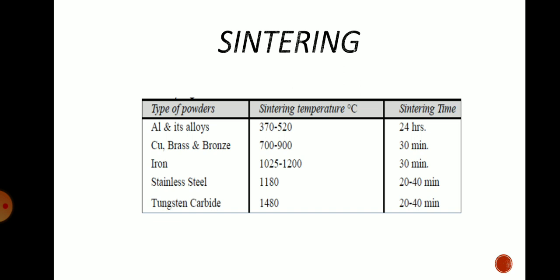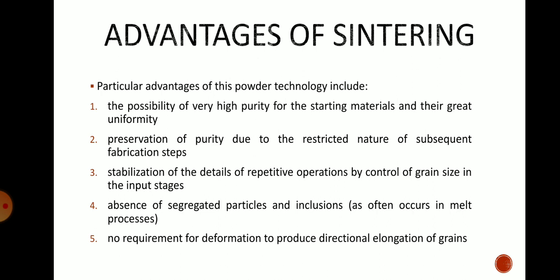Next, for copper, brass, bronze, that temperature for 30 minutes; iron, this temperature for 30 minutes; stainless steel 1180 for 20 to 40 minutes; tungsten carbide 1480 for 20 to 40 minutes. That much sintering temperature and sintering time is required for these types of powders. So this is also important as a reference. If you are doing any kind of project in powder metallurgy, this is the temperature you need to achieve, and this is the sintering time you need to give the final compacted product for these types of powders.